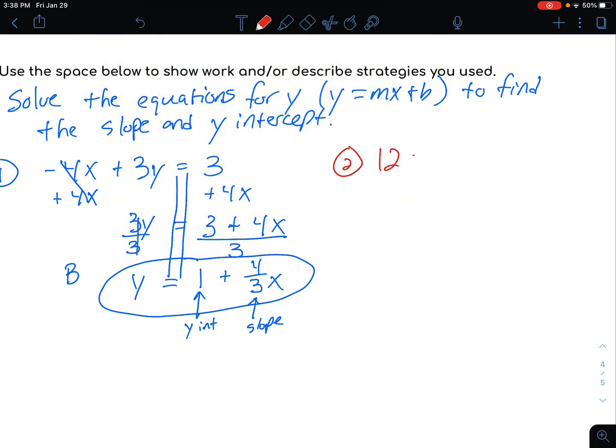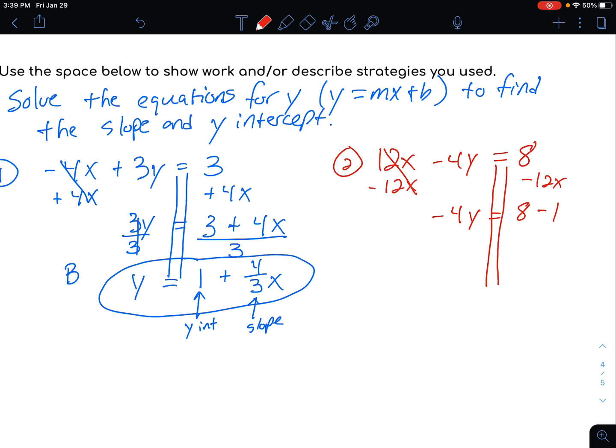So equation number 2 is 12x minus 4y equals 8. We're going to follow that same process for solving for y. It's just we have to remember what we're doing with the x here first. So it's a positive 12x, so to undo it, we will subtract it from both sides. So that cancels out to 0. Bring down the negative 4y is equal to 8 minus 12x. We'll keep those terms separate.